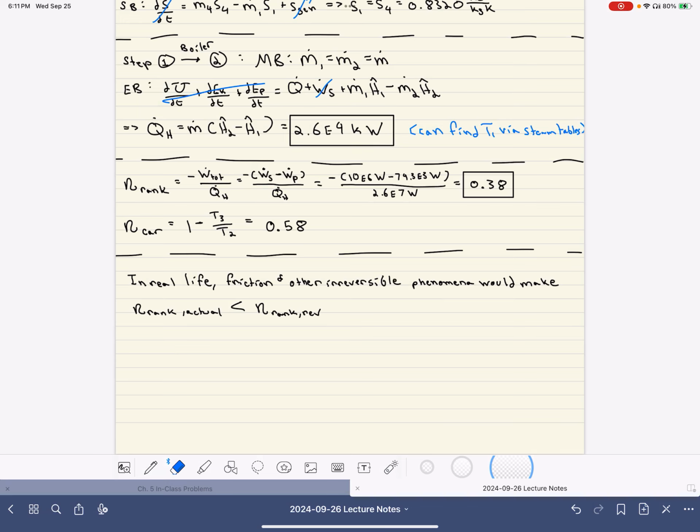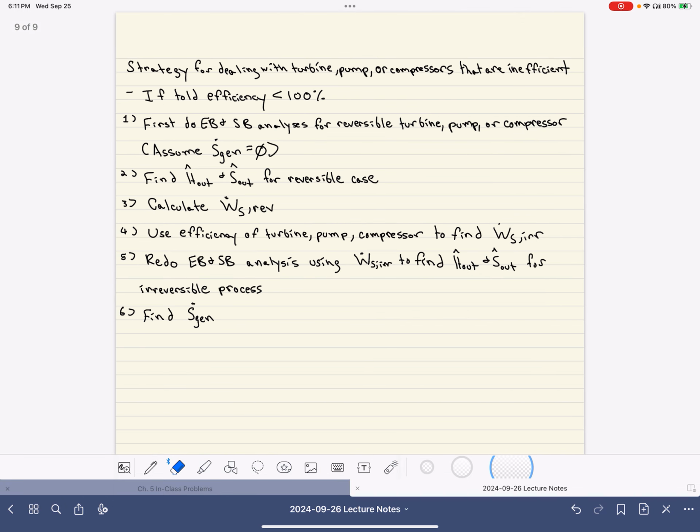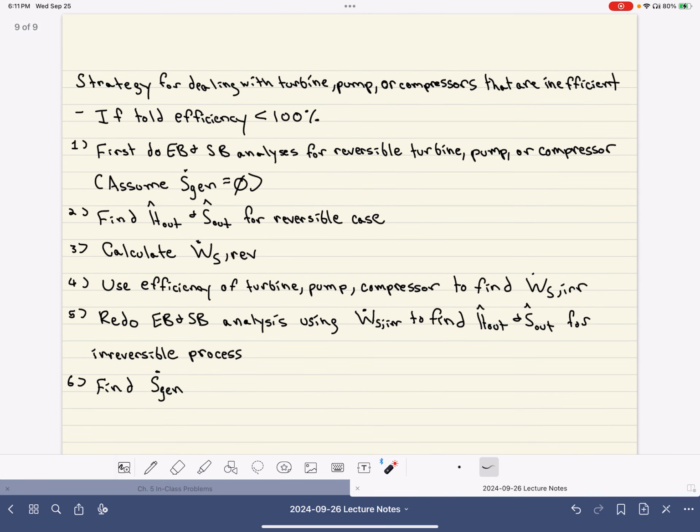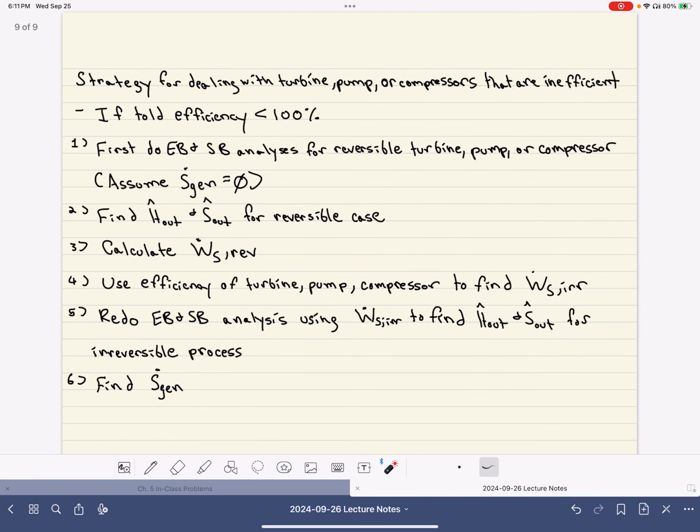And so, as I mentioned, in an actual Rankine cycle, due to irreversible phenomena, your efficiency is actually going to be lower than the efficiency if each unit operation operated reversibly. And so, in general, if you are dealing with an inefficient Rankine cycle, so if the turbine, pump, or compressors are inefficient, or if the problem tells you that the efficiency is less than 100%, then here is the strategy that you should take in order to solve the problem.